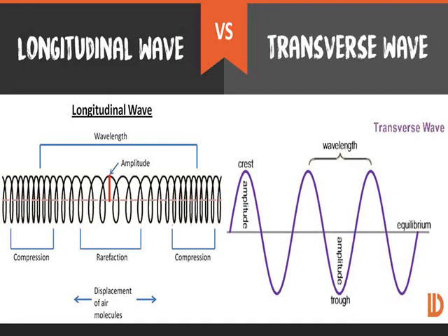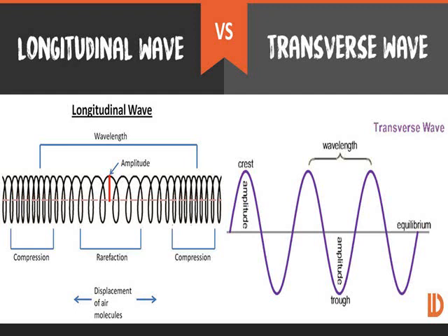If you compare between the longitudinal wave and the transverse wave, you will find that in the longitudinal wave, there are compressions and rarefactions. Compression is the area in the longitudinal wave at which the particles of the medium are of the highest density and pressure, while the rarefaction is the area of the longitudinal wave at which the medium particles are of the lowest density and pressure.